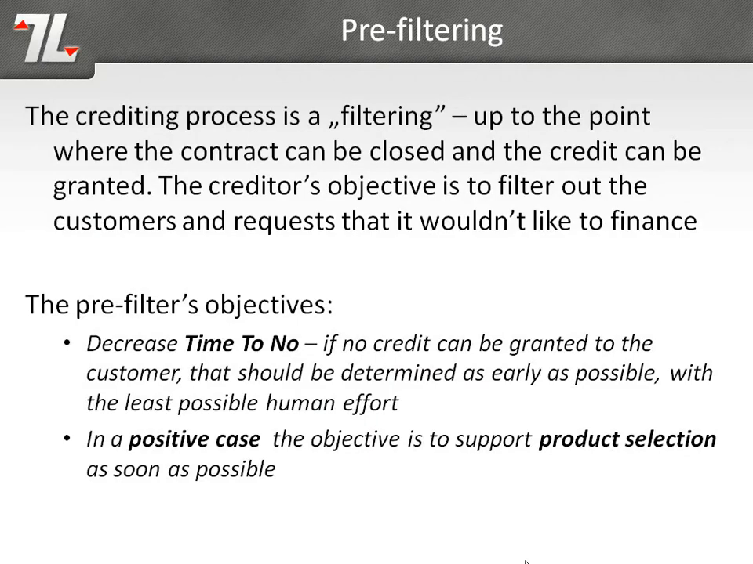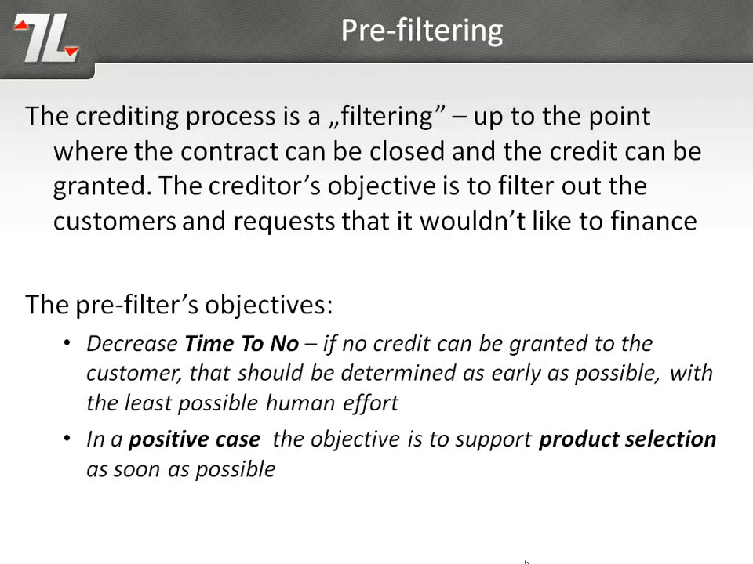The whole crediting process is a filtering up to the point where the credit is granted. The creditor's objective is to filter out the customers or credit requests that are not financeable. The creditor is typically a bank, but the pre-filtering service can also be useful to other service providers that perform crediting in a wider sense, that is provide for example high-value services with postponed payment. The automatic verifications performed by the SHR pre-filtering system are interesting for this case too.